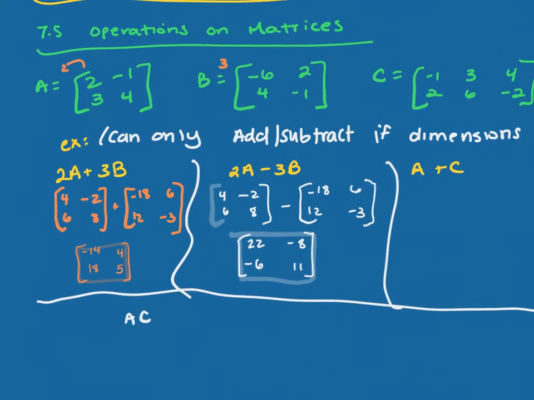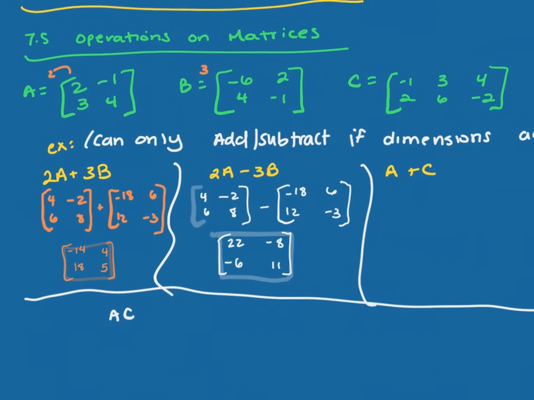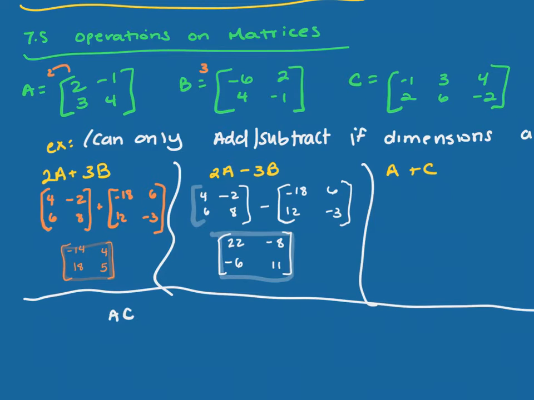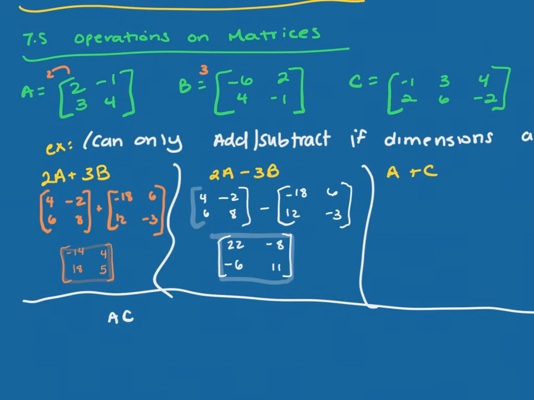Okay, then A plus C. So A is a 2x2 and C is a 2x3. Can you add these? No, so this cannot be done. And if it says explain why, you could say different dimensions, or you cannot add a 2 by 2 and a 2 by 3.